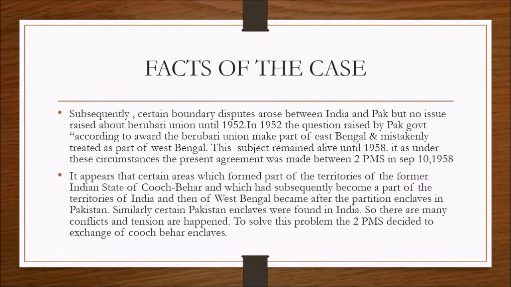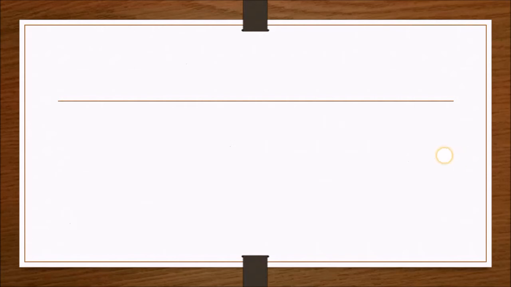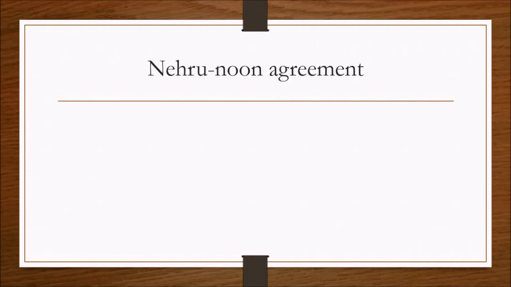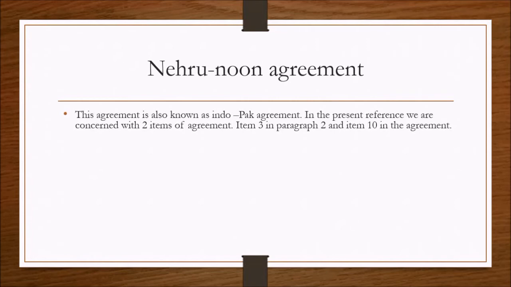It appears that certain areas which formed part of the territory of the former Indian state of Coach Bihar, and which subsequently became part of the territories of India and then of West Bengal, became enclaves after the partition. This is all about the enclaves we have already explained. Then we are coming to the Nehru-Noon Agreement. Then Pakistan raised the issue of Berubari Union. The Prime Minister of India and the Prime Minister of Pakistan made an agreement that is also known as the Nehru-Noon Agreement.